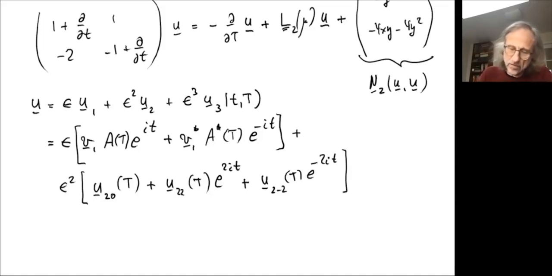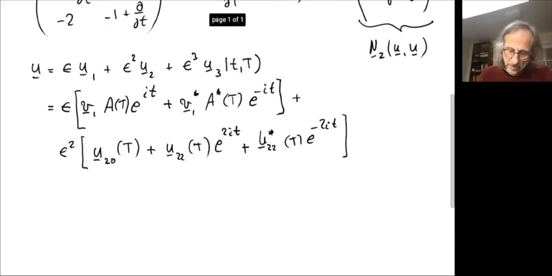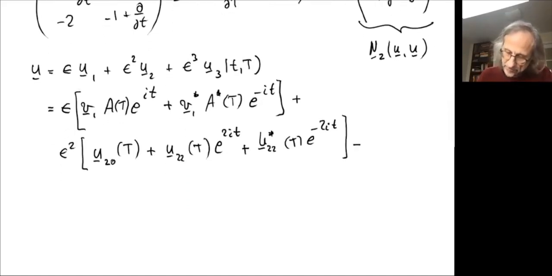I know that everything has to be real when things are added up. So this term and this term have to add up to be something real. So u2,minus 2 must be the complex conjugate of u22. I might as well just say that right here. So I have here u22, and its complex conjugate. Since I have done that problem before, I know we will have to go to order epsilon cubed.